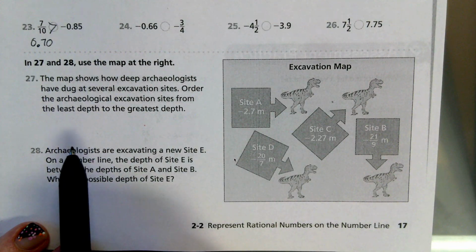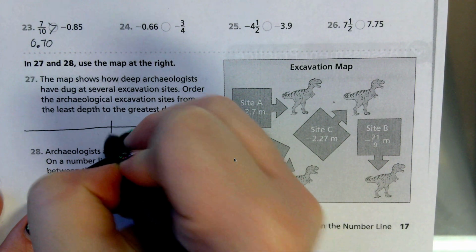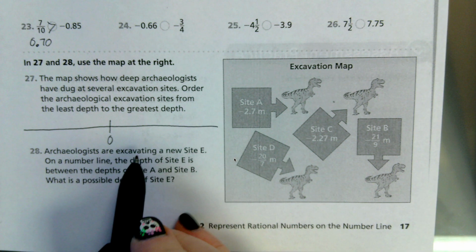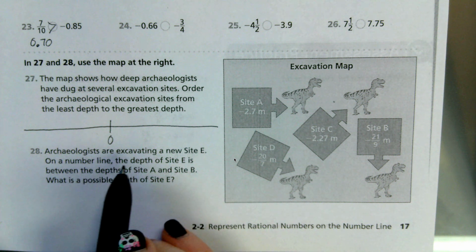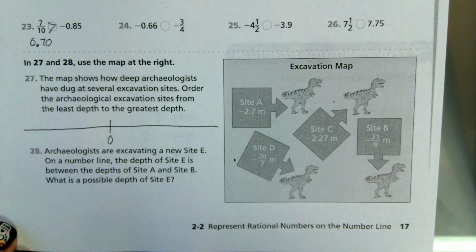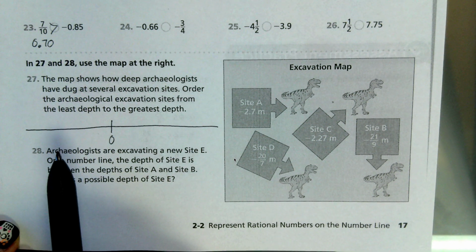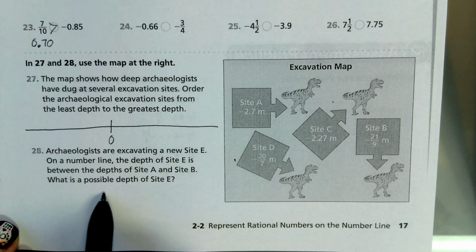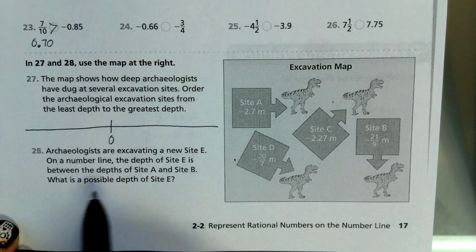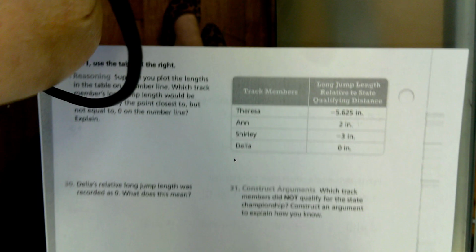Now here's the thing. Once you have your number line and you put your sites in order, archaeologists are excavating a new site E. On a number line, the depth of site E is between the depths of A and B. Put your points on the first number line, okay? Then give me a possible depth of site E. There are so many answers, okay?